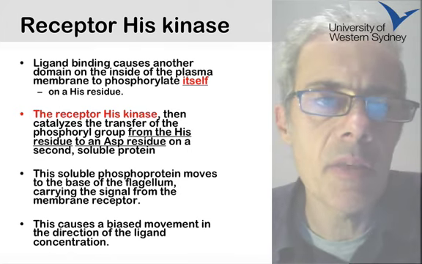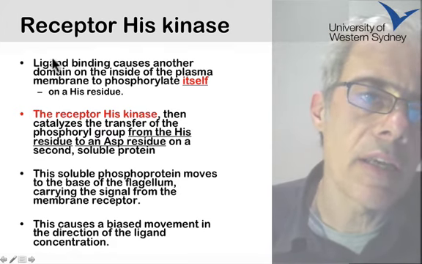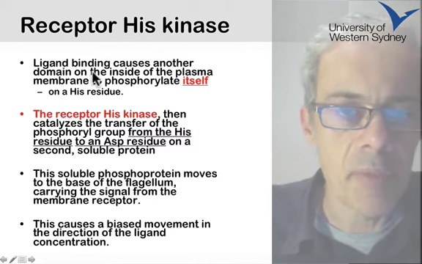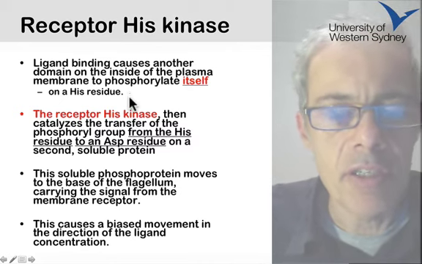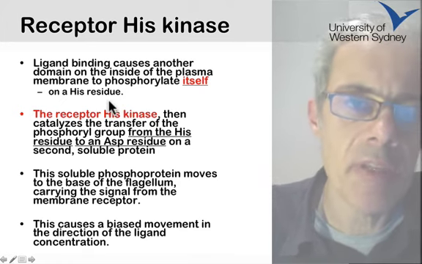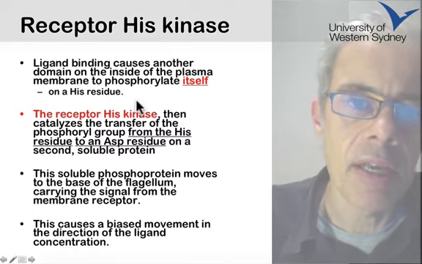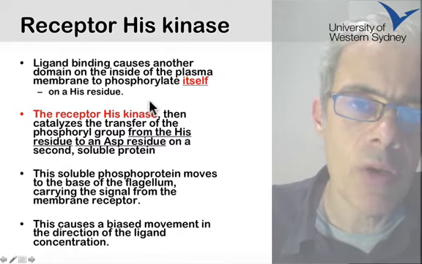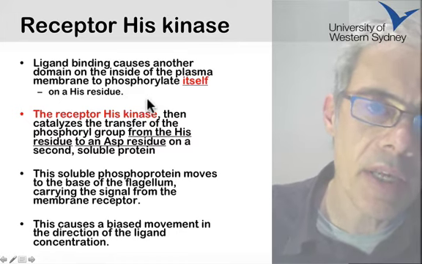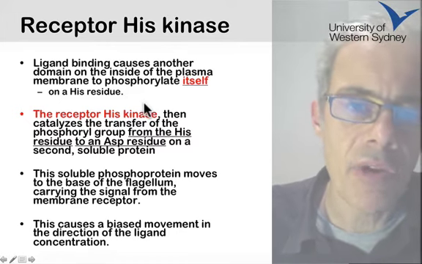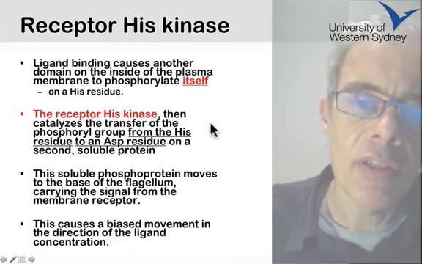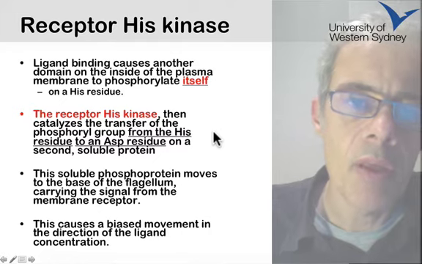So the way this system works is the ligand, which in this case may be the sugar, binds to the receptor. In this case, the receptor is a new type of receptor that we've not come across before, and it's called a receptor His kinase. Now, the receptor His kinase autophosphorylates itself when the ligand binds to it, and it phosphorylates itself on a histidine residue. This is an autophosphorylation reaction.